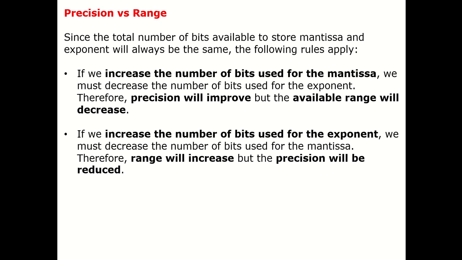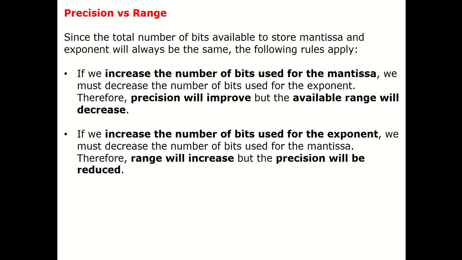Whereas if I use 16 for the mantissa and 16 for the exponent, then my precision would decrease compared to that first example, but I get a greater range. So increasing the number of bits for the exponent means we can't have as many for the mantissa, so we get a greater range, but the precision is reduced. You just have to understand that balancing act.